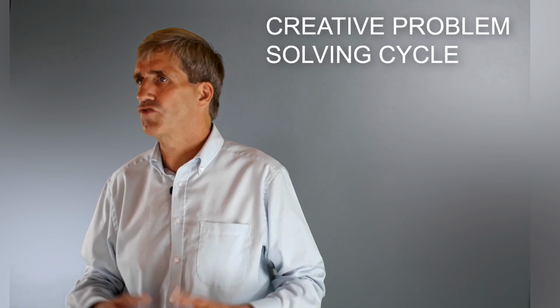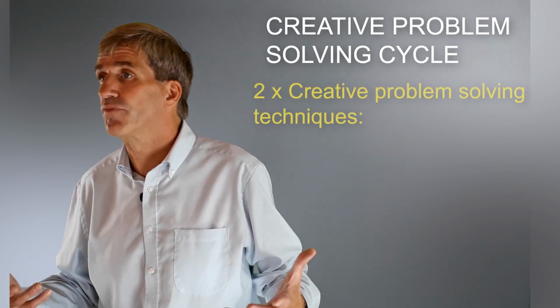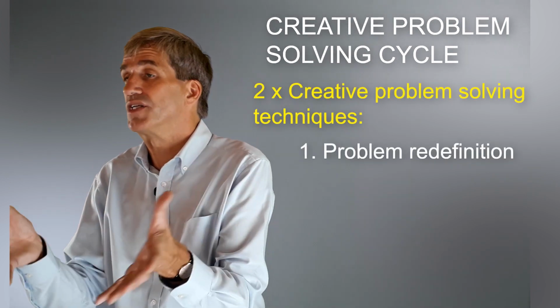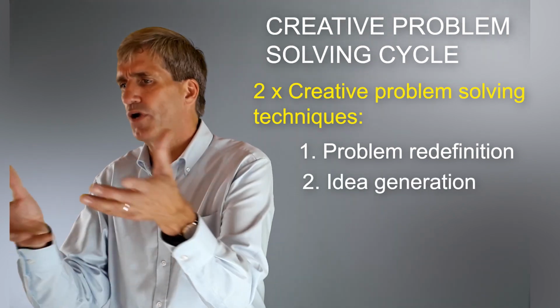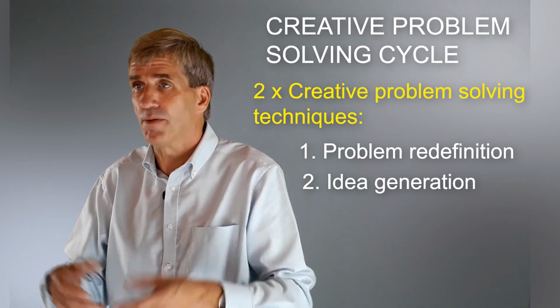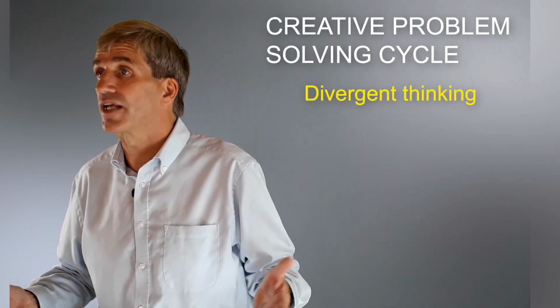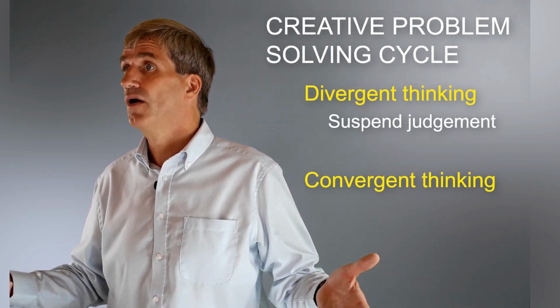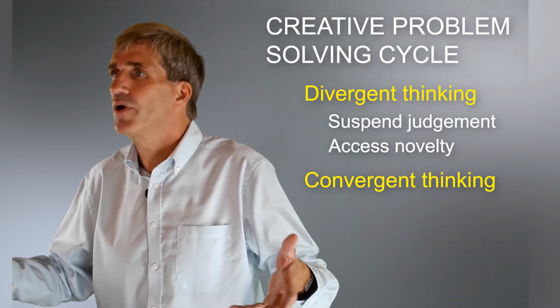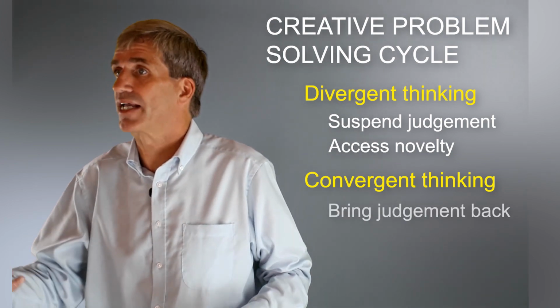The role of the creative facilitator is then to manage the thinking process within the minds of each of the individuals participating. And for that we use the creative problem solving cycle. There is a structure of thinking. We use 2 creative problem solving techniques, one to focus on problem redefinition, the other one to focus on idea generation. And both of those processes will have inherent within them an element of what we call divergent thinking followed by convergent thinking. Divergent thinking, we suspend judgment. We access novel thinking, and from there we apply convergent thinking or bring judgment back in on the table.